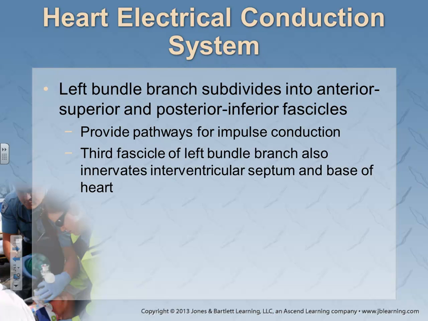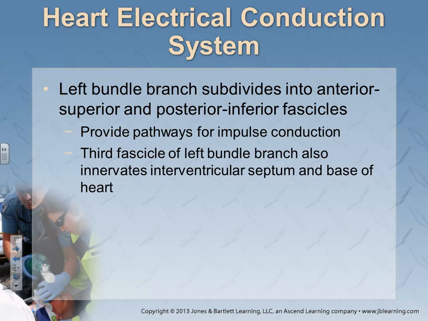The left bundle branch subdivides into the anterior superior and posterior inferior fascicles. Basically, it's going to supply electricity to the anterior and the superior, so the top and the front, and then the back and the bottom, right? Because all areas of the heart, the ventricles and the atria, can't just receive a stimulus and contract on the front side, right? They've got to contract fully. So it's got to be a full contraction.